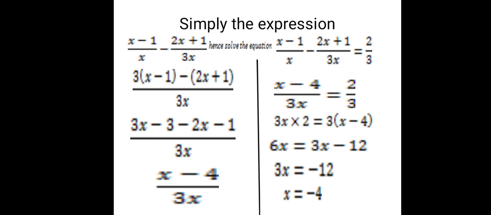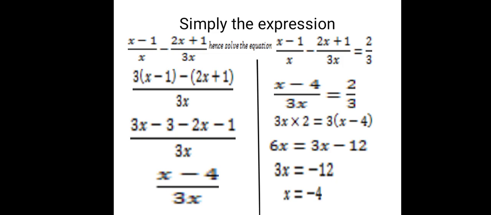The LCM is 3x. So x goes into 3x 3 times. So the first part we shall multiply 3 times x and also 3 times negative 1. And the second part shall remain like that. So we have our numerator as 3x minus 3 minus 2x minus 1 all over the denominator 3x. So this gives us x minus 4 all over 3x. So x minus 4 all over 3x is equal to 2/3.